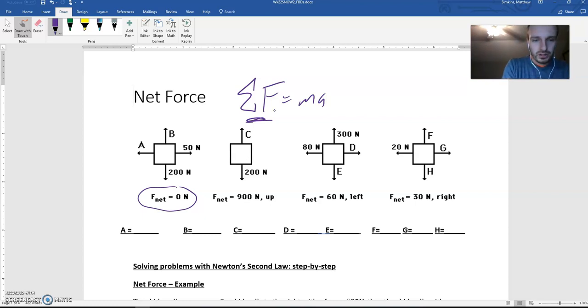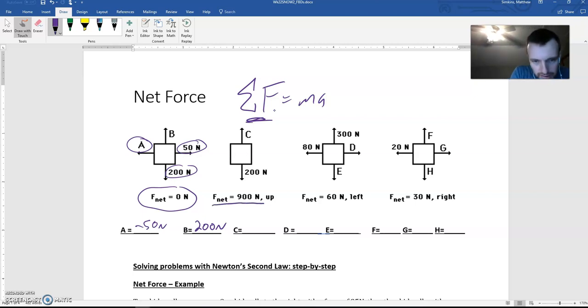So look at this first picture. If there's 50 newtons to the right and all the forces are balanced, then there must be negative 50 newtons to the left, or force A. For force B, if there's 200 newtons down and the net force is 0, there's got to be 200 newtons up. So just remember, up and right are our positive directions, down and left are our negative directions. Let's look at the next one.